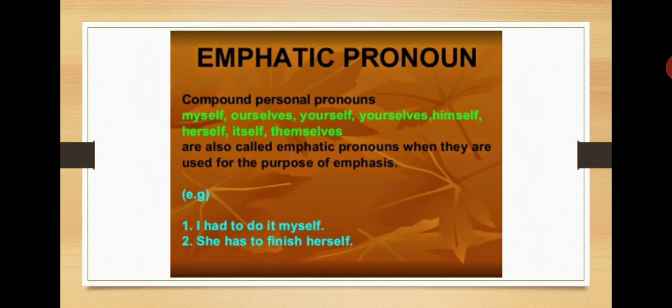Now, next pronoun. Emphatic pronoun. Now, what are emphatic pronouns? An emphatic pronoun is not an essential part of a sentence. As you can see in the sentences, they can be omitted. They are used to say something forcefully. Myself, ourselves, yourself, yourselves, himself, herself, itself, themselves. When they are used for the purpose of emphasizing something, then they are emphatic pronouns. For example, I had to do it myself. She has to finish it herself.